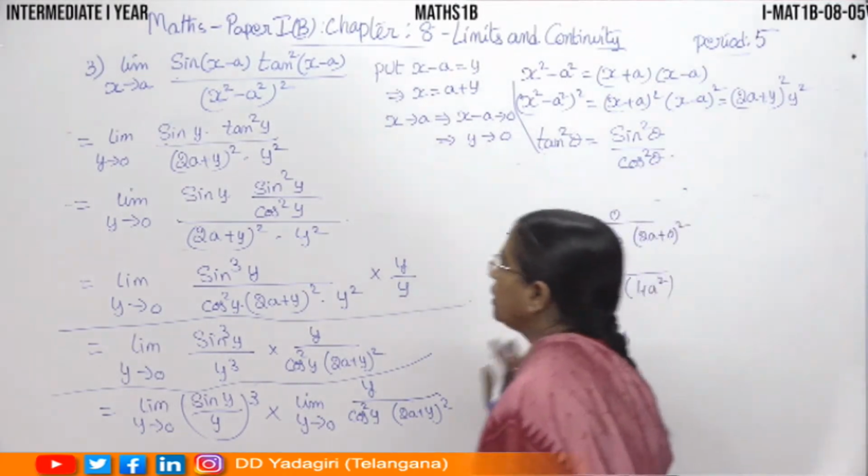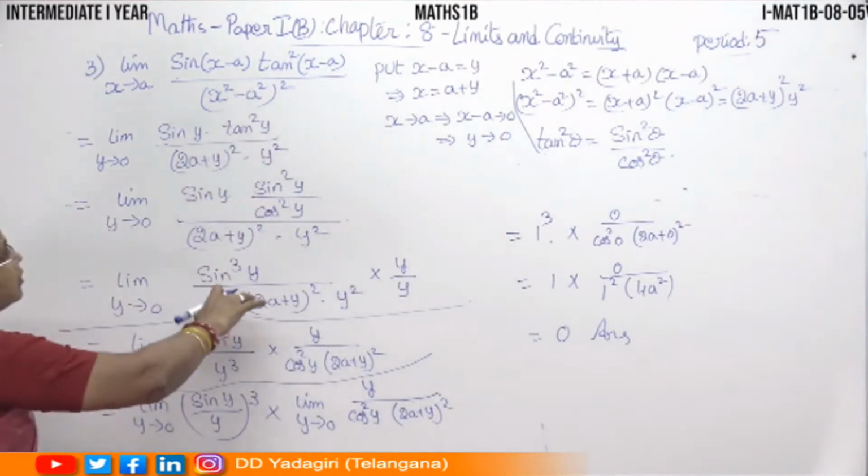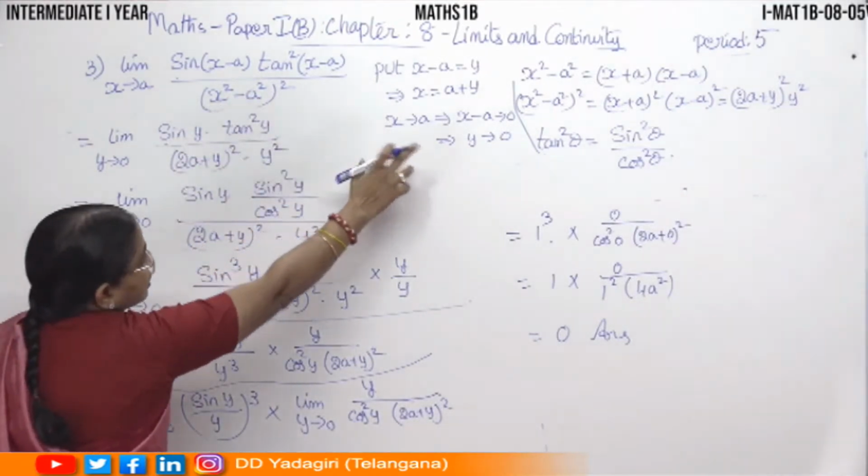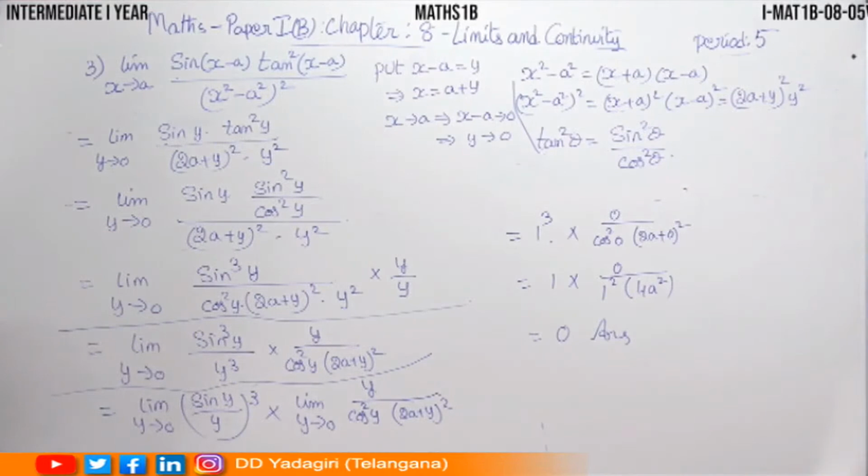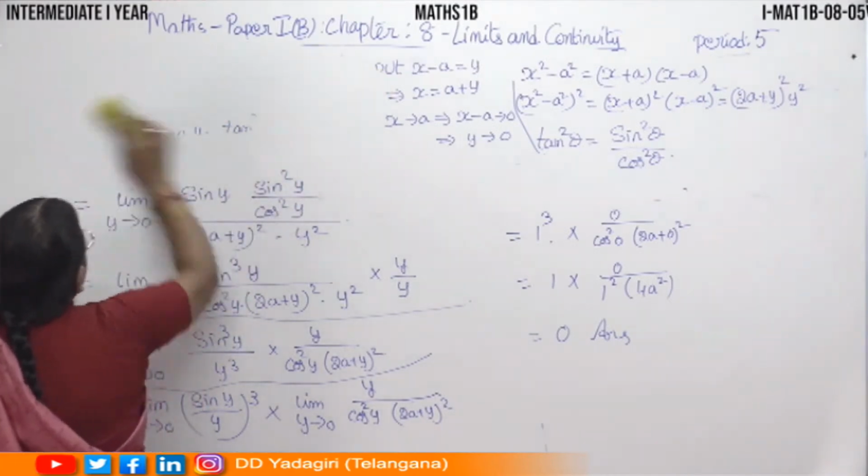So like this, it is not indeterminate. Just try to understand the simplification of x² − a². That's all. Okay, next problem. Next, fourth problem.